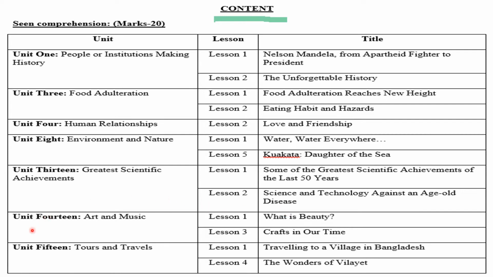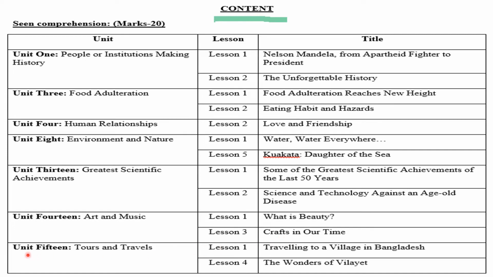And in unit 14 you have to study art and music from her lesson 1 and lesson 3 has been chosen. And in lesson 1 you have to study what is beauty. In this passage the writer has described the description of beauty, what is beauty. Okay, and in lesson 3 we will study crafts in our time, is another process.